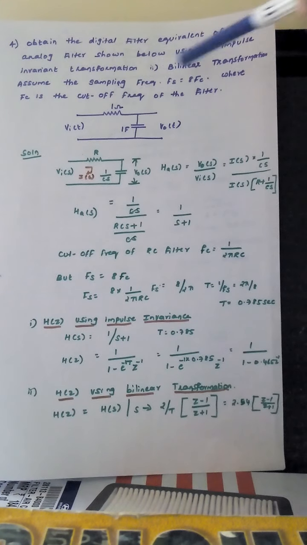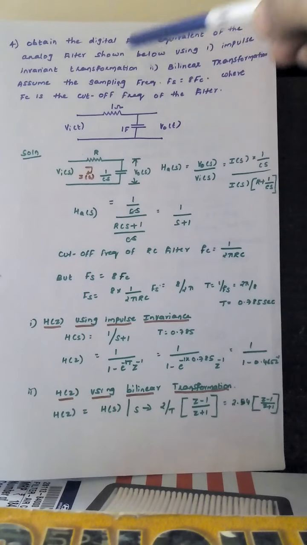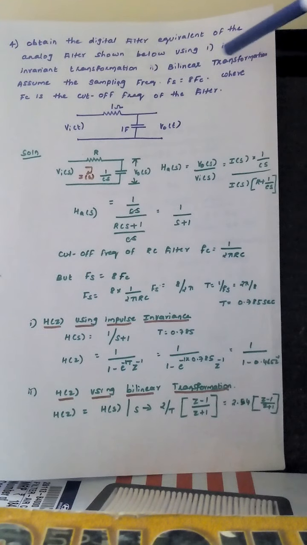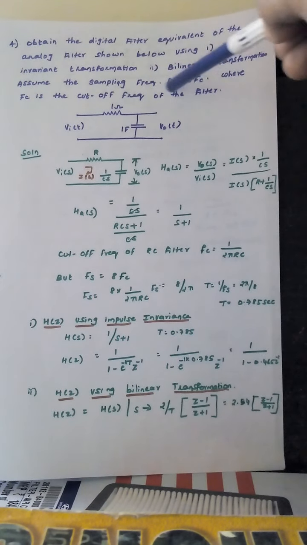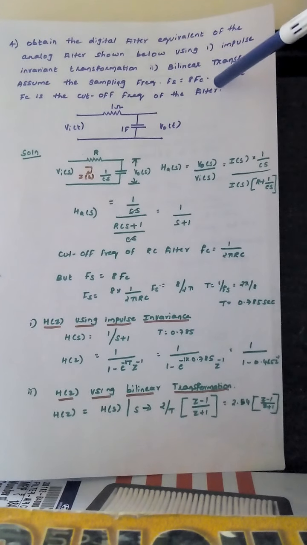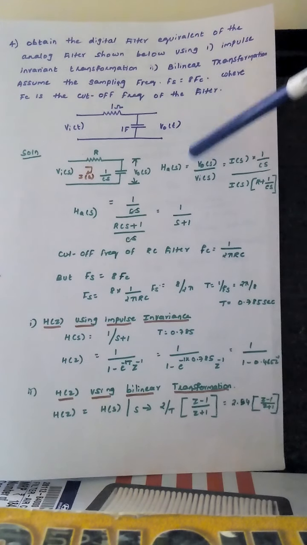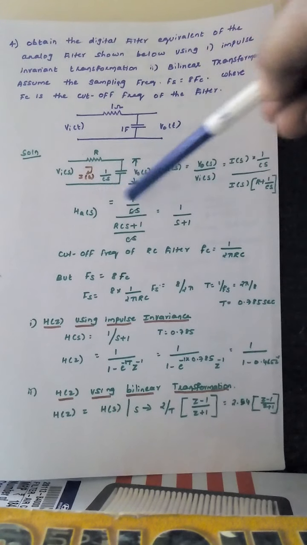Then we have to find out both methods, that is the impulse invariant method, and we have to find out the bilinear transformation also. And one more condition they have given, that fs equal to 8 into fc. So first we'll find out what our H of S is, apply the Laplace transform.